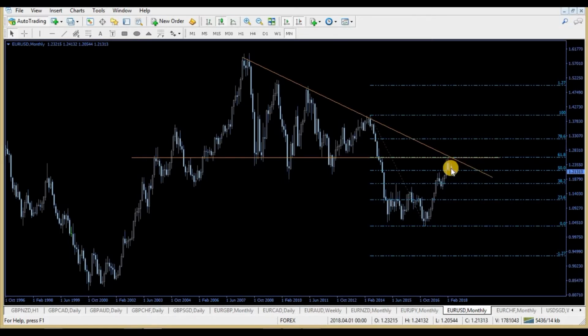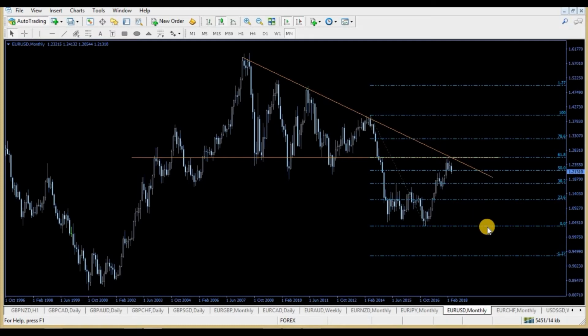So if price on a weekly or a monthly chart comes up and clearly closes above this trend line, then we'll call it a break of that trend line to the upside. But on the flip side, if the next monthly or weekly bar comes up through here and comes down and closes bearish underneath that 61.8, then that's significant price action to go short again.